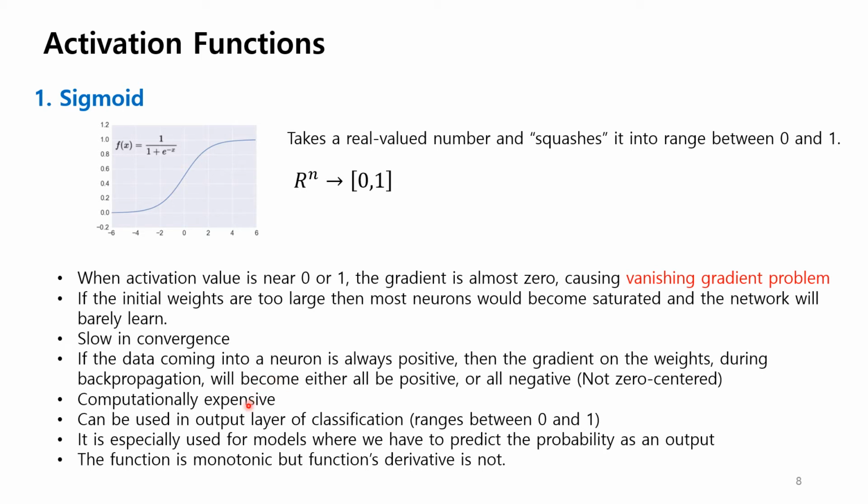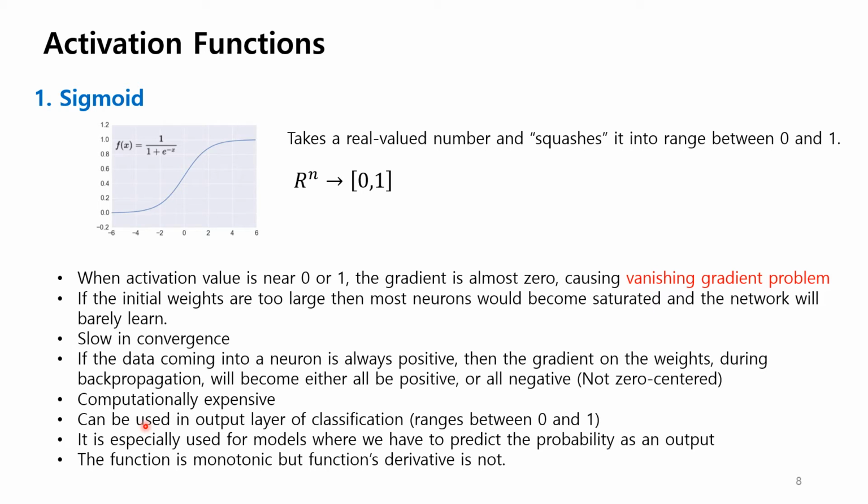Another problem of sigmoid is it's computationally very expensive. If you can see here, you have to calculate this exponential here. It is very expensive to compute. So sigmoid is very slow actually. If you use sigmoid, your training is very slow because every time you have to compute this exponential value.